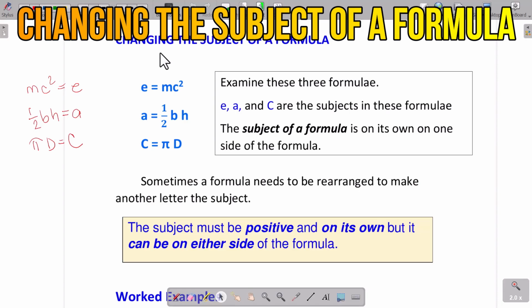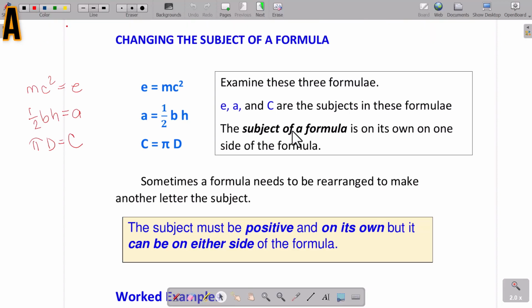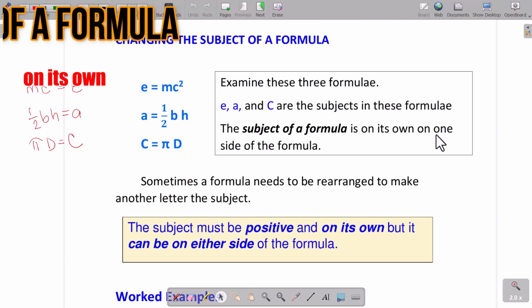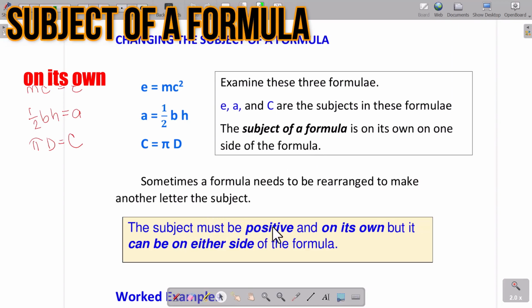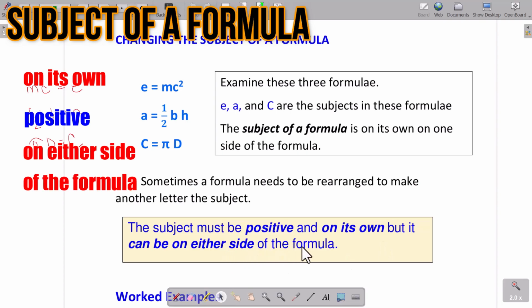Today I'm going to discuss changing the subject of a formula, but let me define first the subject of a formula. The subject of a formula is on its own on one side of the formula, and also take note that the subject must be positive, yes, on its own, but it can be on either side of the formula.